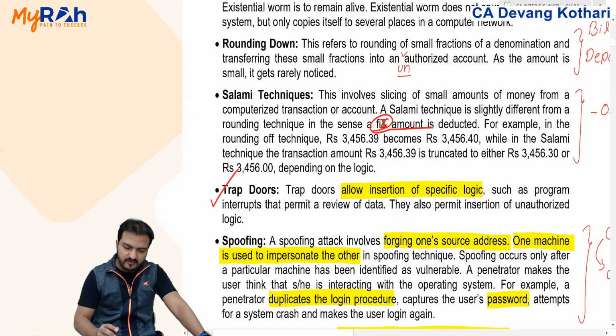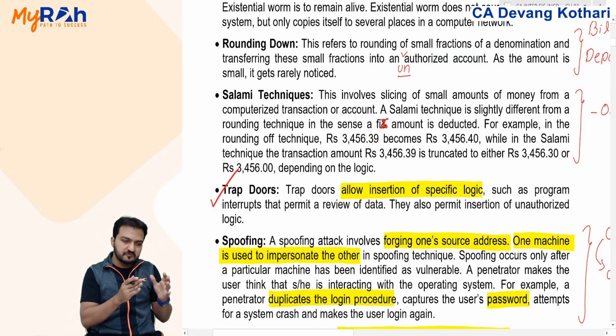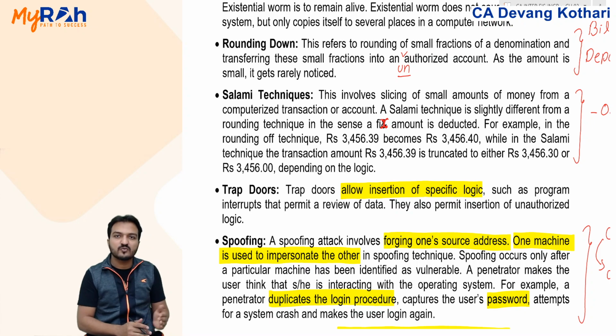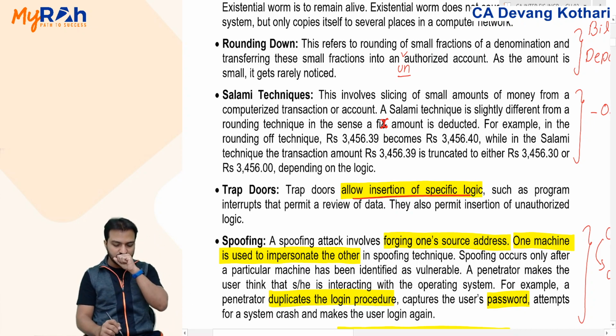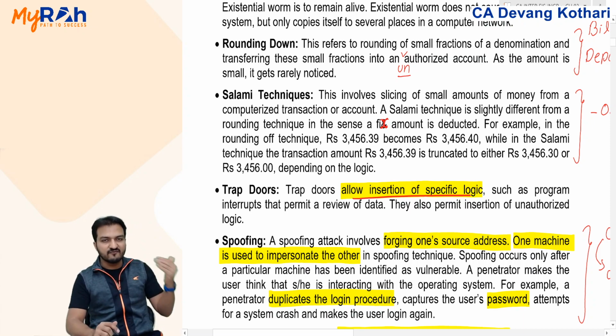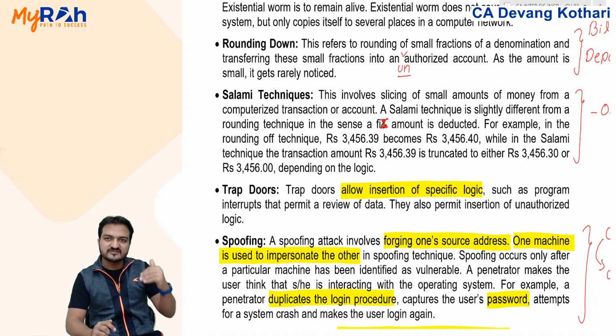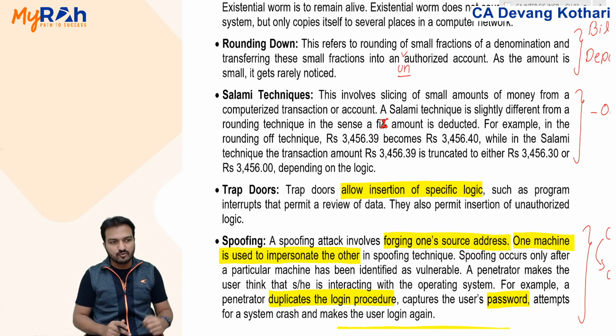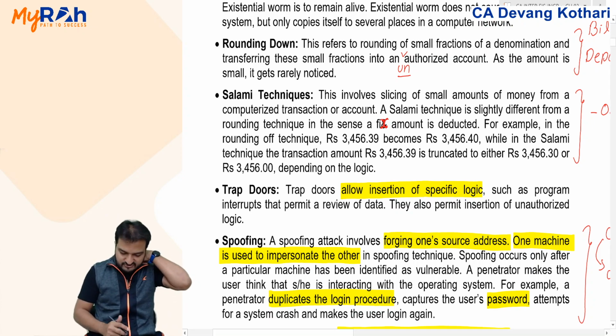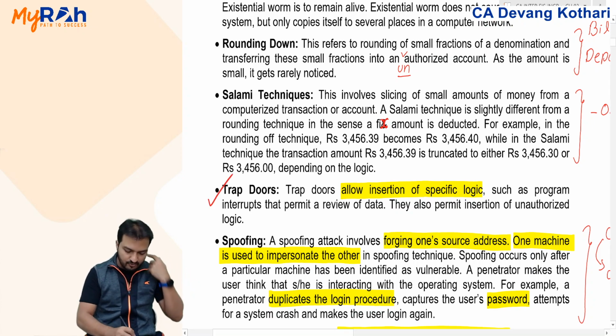Trapdoors is basically some error left in the software that will allow insertion of specific logic, such that the program developer or the fraud can insert some additional instructions into your program. Once you start using the program, somebody else can insert extra instructions inside just to cause damages to you. That can become a trapdoor.